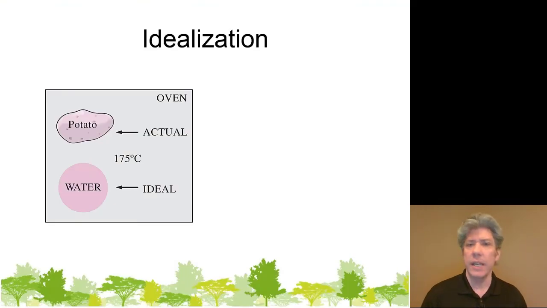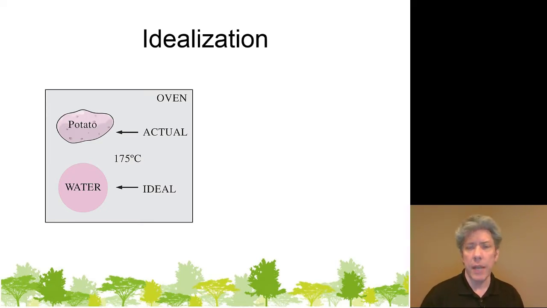Well, that's where idealization comes in. Let's say you didn't know anything about baking potatoes and you didn't know if you should set the oven on and put the potato in the oven for 5 seconds, 5 minutes, 5 hours, 5 years, right? You have no idea how long it will take to bake a potato. How could you calculate how long it should take?